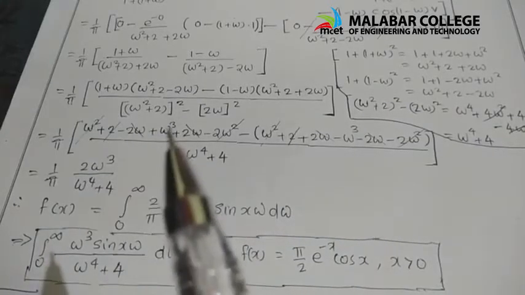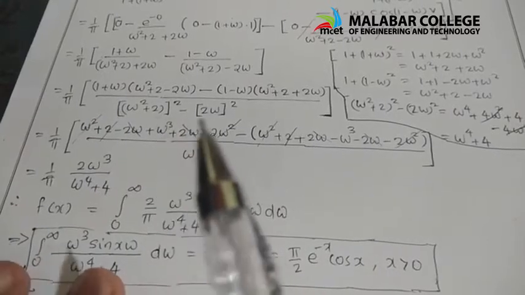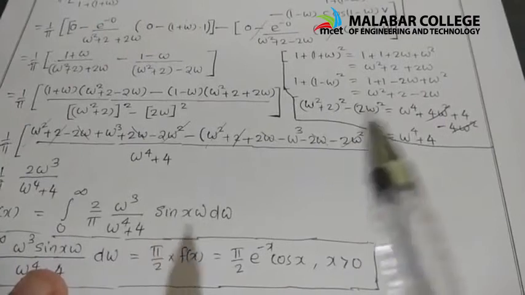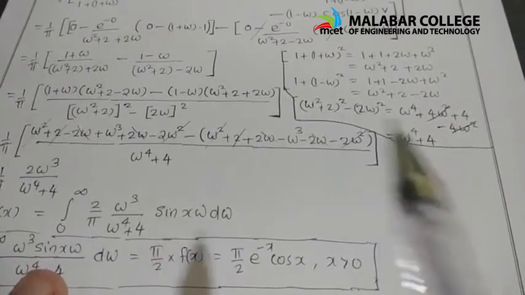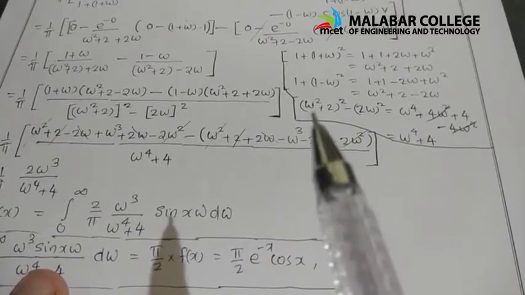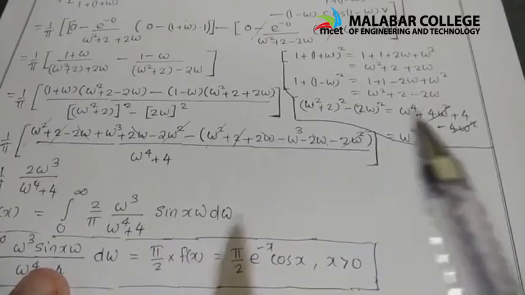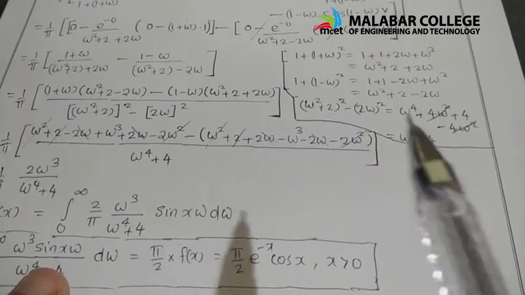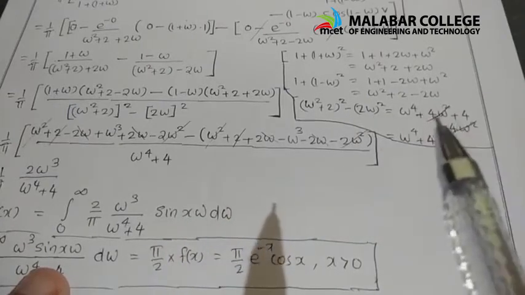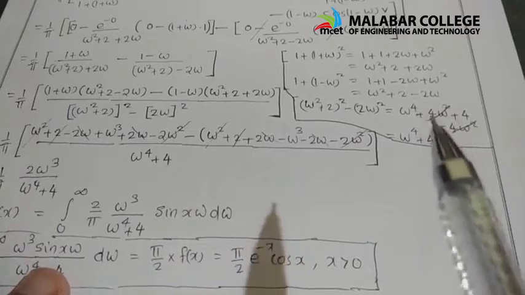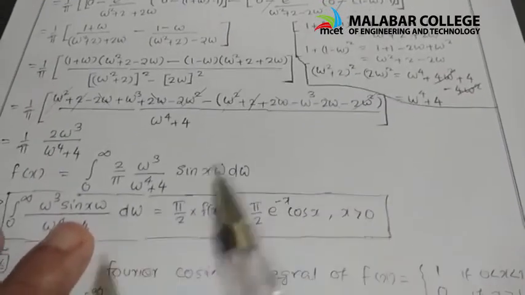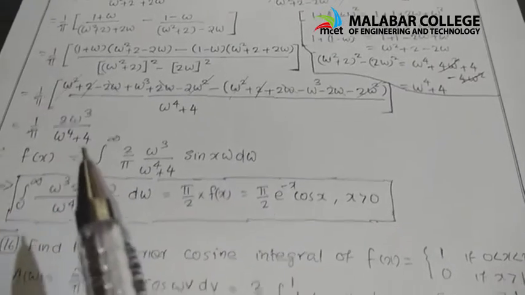If you are substituting, this is a square minus b square form. If you are multiplying the a square minus b square form, I have simplified it here. A plus b whole square is a square plus 2ab plus b square. So a square means omega square, omega raised to 4. 2 into omega square into 2 is 4 omega square, plus 2 square is 4 here. Minus this is 4 omega square. This 4 omega square is cancelled. It is a plus or minus term. Omega raised to 4 plus 4. So the denominator will come as omega raised to 4 plus 4.